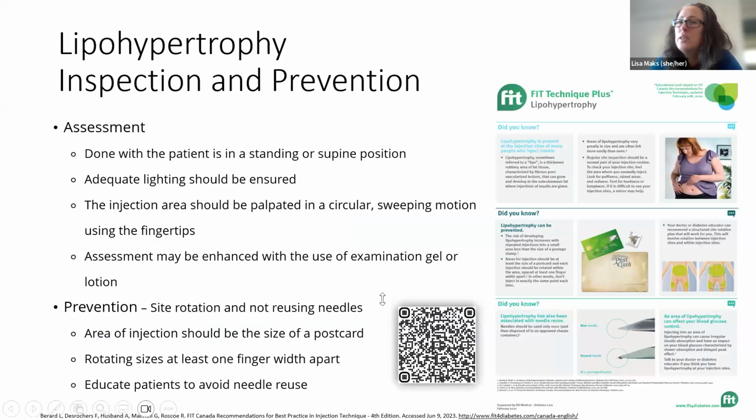And so how do we do this? They can be standing or in a supine position on the table. Adequate lighting is helpful, and palpate in a circular sweeping motion. Gel is also helpful as well to slide across. I will say some of them are not palpable or difficult to palpate. Preventing, we mentioned before, rotating the sites, not reusing the needles, making sure that they have a pattern of where they're going to put that injection in the rotating sites. Educating them to avoid their needle reuse as well.